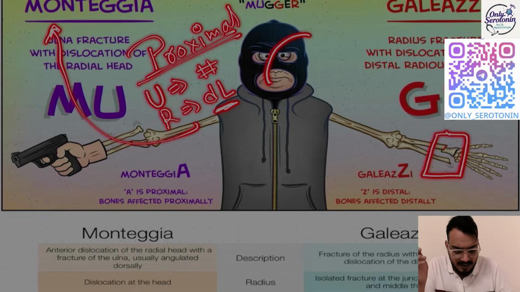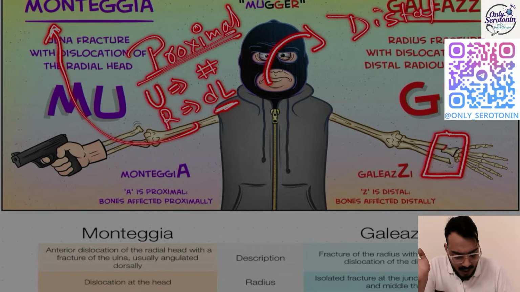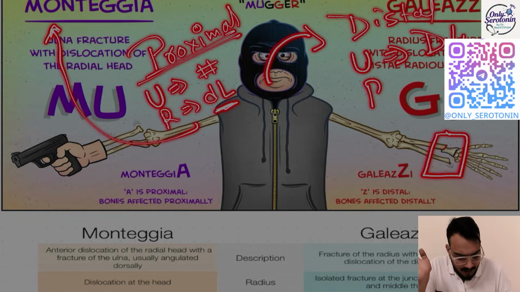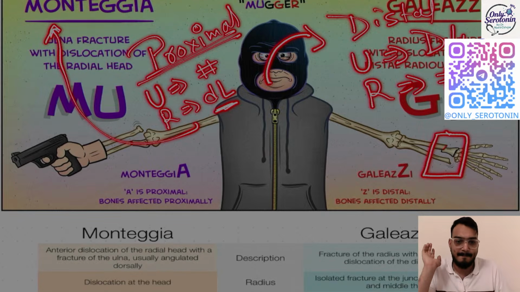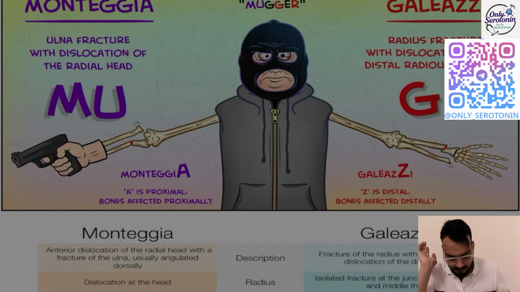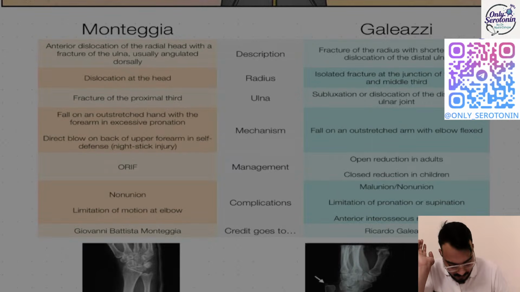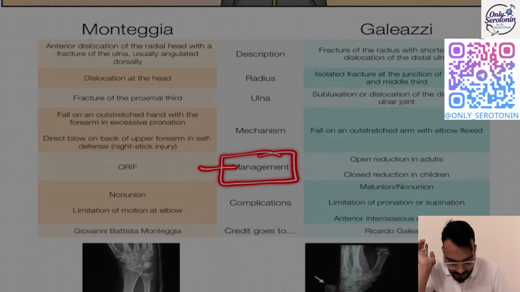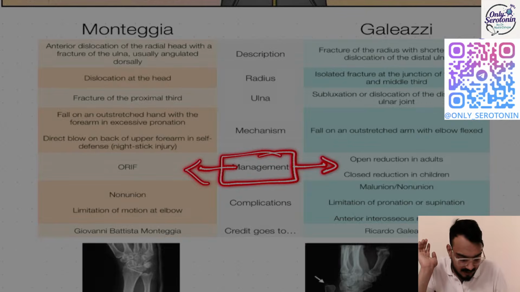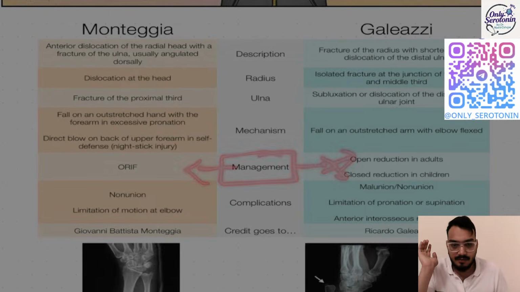The opposite of Monteggia is Galeazzi. So on my distal side, I am having ulnar bone dislocation and radial bone fracture. It is Galeazzi, right? My students, management for Monteggia and Galeazzi is important.